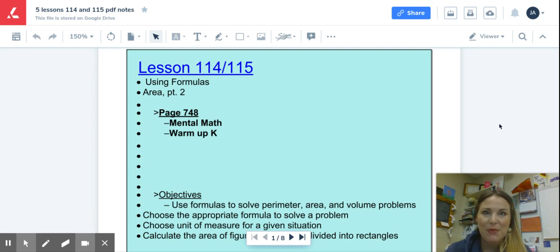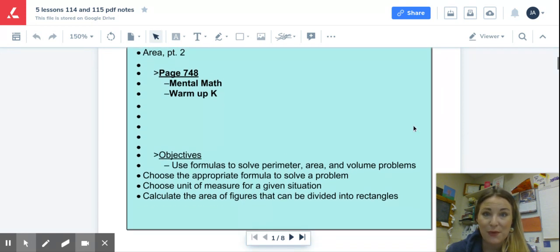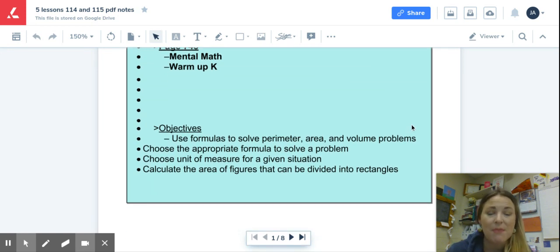So bear with me. Our learning targets for today, we have quite a few because we're combining 2 lessons. First of all, use formulas to solve perimeter, area, and volume problems. Also choose the appropriate formula to solve a problem.